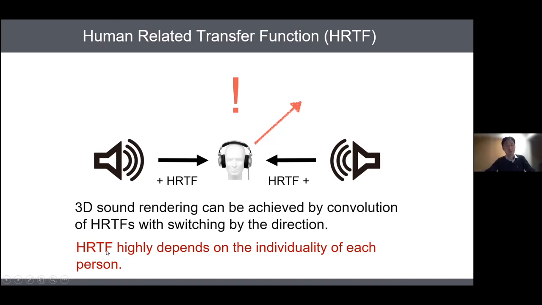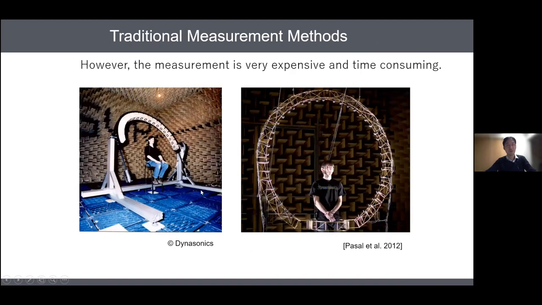But the problem is that this transfer function is highly dependent on the individuality of each person. Each person has a different function, and in order to achieve this 3D audio, we have to replicate this function, but it's highly individual. The traditional approach is to measure this function physically using a special chamber, a special loop. They put a microphone inside the ear and produce sound signals from various directions, and record the relationship between the source sound and the microphone gain. However, obviously this is unrealistic to use for each user. Each user has to go there, take measurements, and it benefits just a single user, which is not ideal.